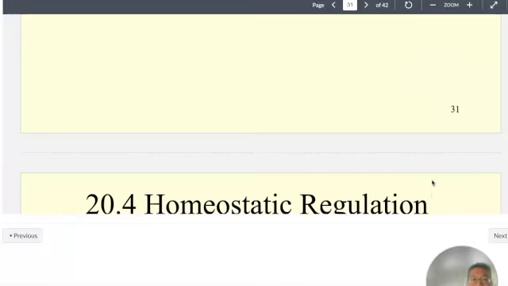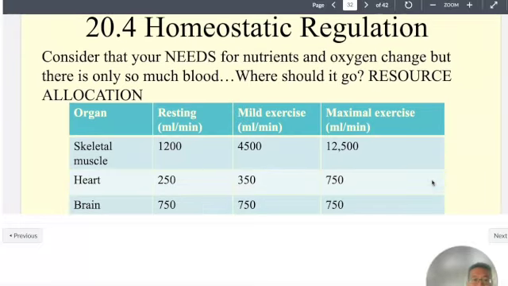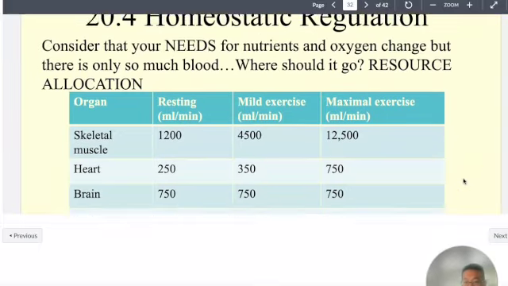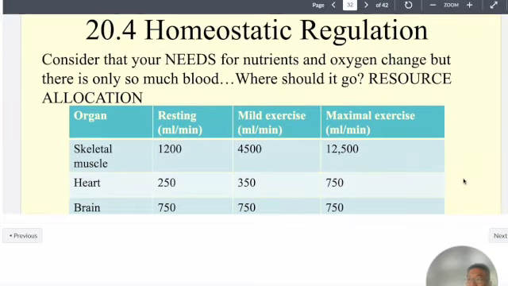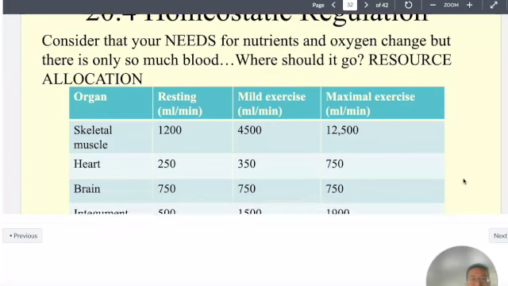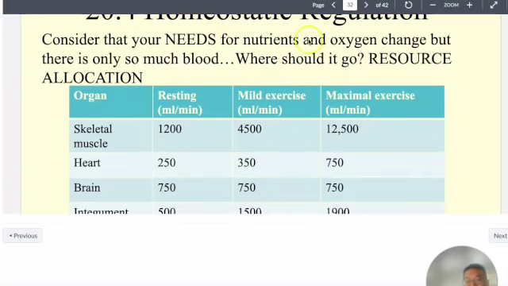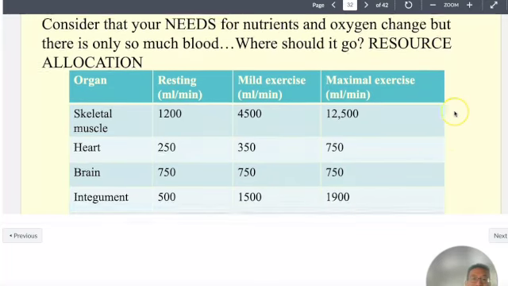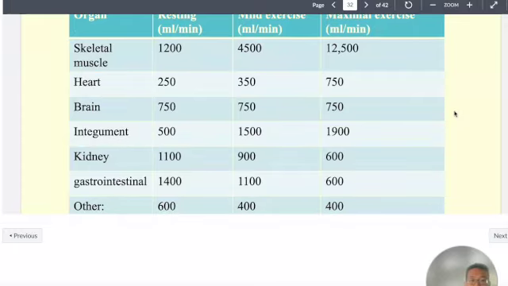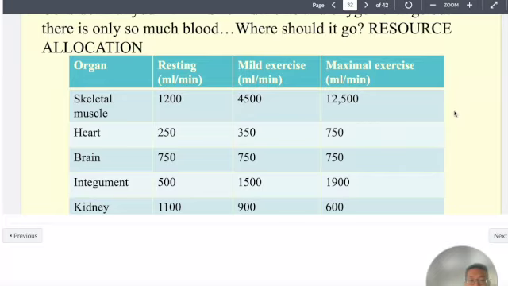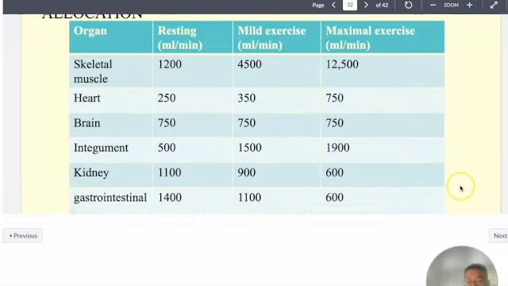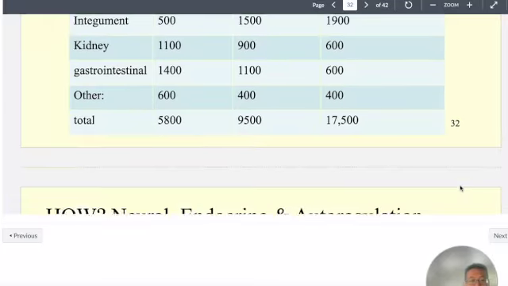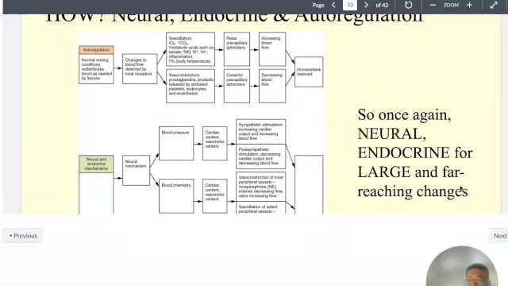Okay, let's go to the second part, homeostatic regulation. Again, our body is always trying to reach homeostasis, depending on your need for nutrients and oxygen. Here's just a summary. Of course, you don't have to memorize this chart. There are several ways.